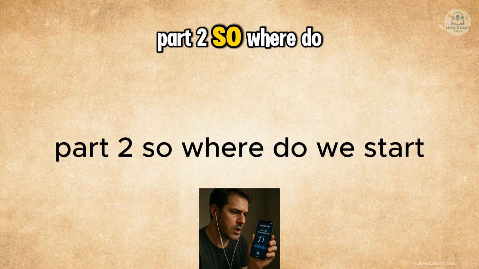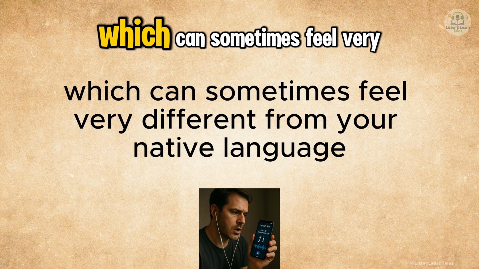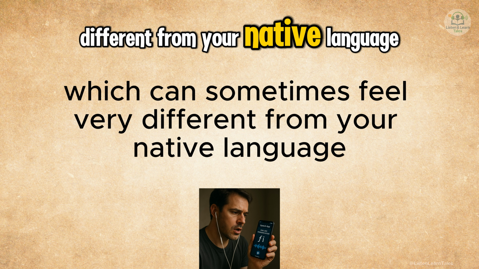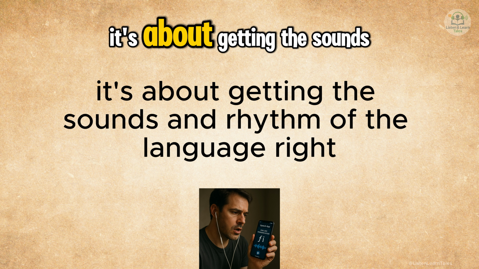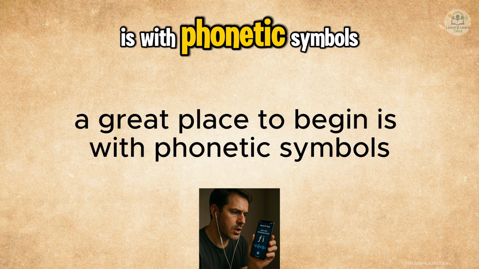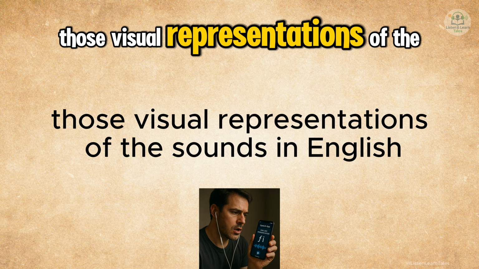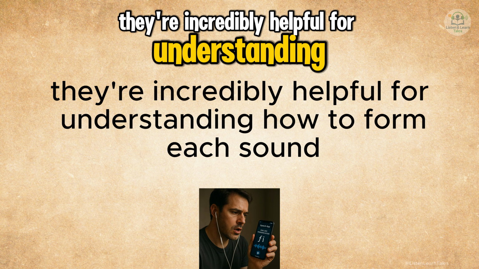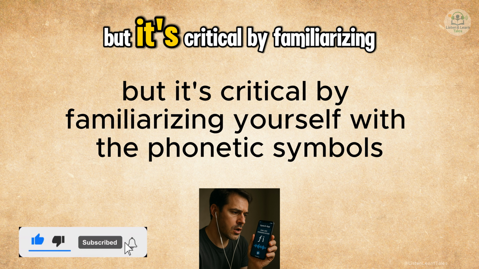So, where do we start? The key to improving pronunciation is understanding the sounds of English, which can sometimes feel very different from your native language. English pronunciation isn't just about mimicking words. It's about getting the sounds and rhythm of the language right. A great place to begin is with phonetic symbols. You've probably seen phonetic charts, those visual representations of the sounds in English. They're incredibly helpful for understanding how to form each sound correctly. Many learners overlook this step, but it's critical.